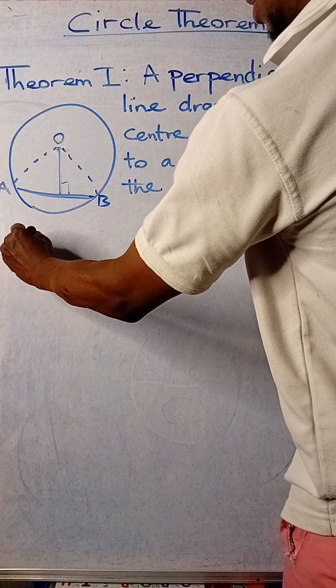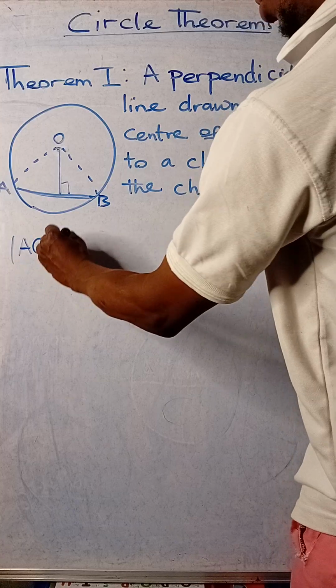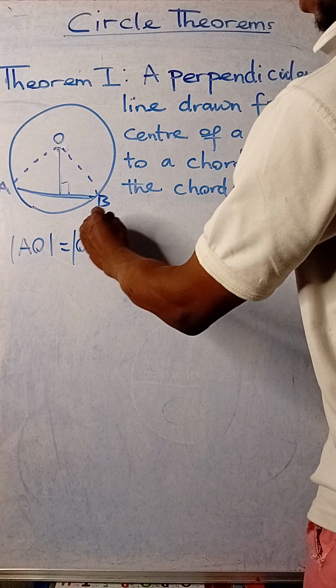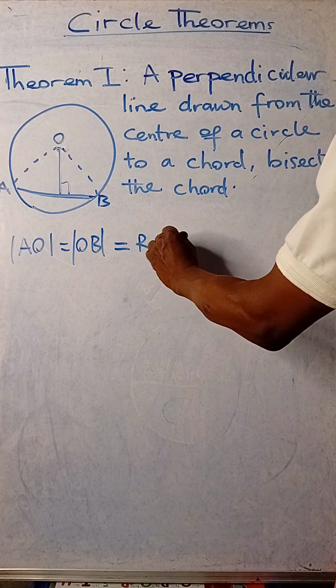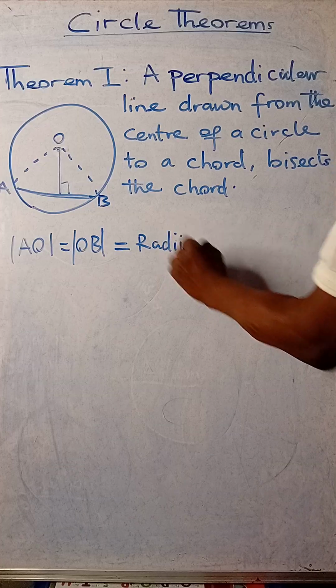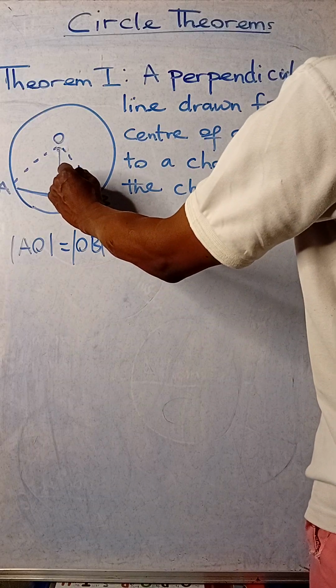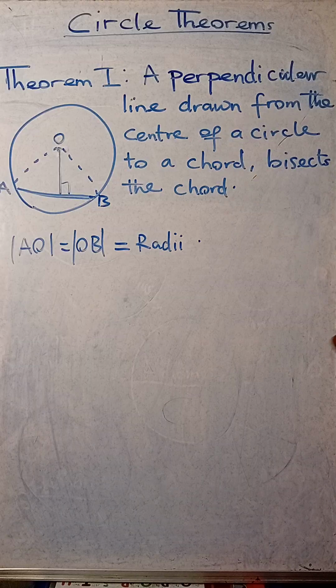We can say that line AO is equal to line OB, and these are radii. Now when you have two radii, these are equal. So we have that. What the theorem is saying is that it makes an angle of 90 degrees and bisects this line. So how do we prove that this is true?